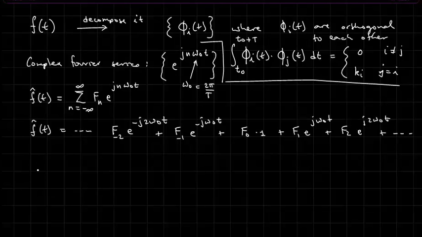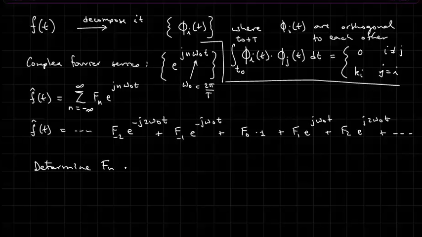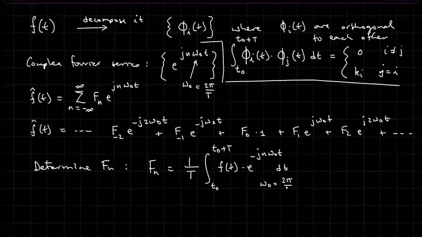And we can determine these coefficients, these weighting terms, according to the complex Fourier series integral. So f sub n is equal to 1 over the period over which we're going to do the fit. So this could be from t naught to t naught plus the period, of f of t times e to the minus j n omega naught t dt, where omega naught is 2 pi over T.